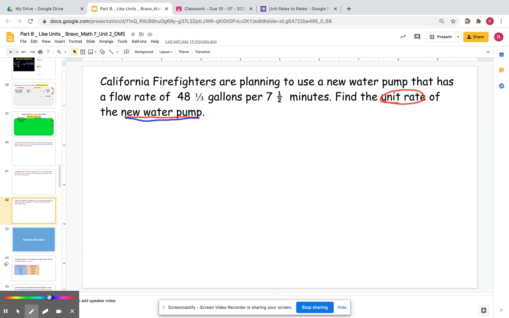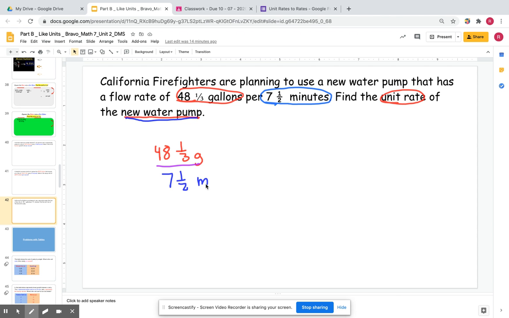So what we are given from the problem, we're given 48 and 1/3 gallons for 7.5 minutes. So right away, our fraction should look something like this. That's 48 1/3 G for gallons over, and this one will involve 7.5 M for minutes.